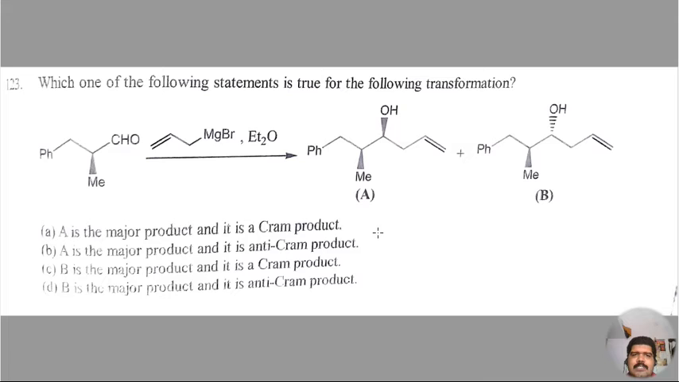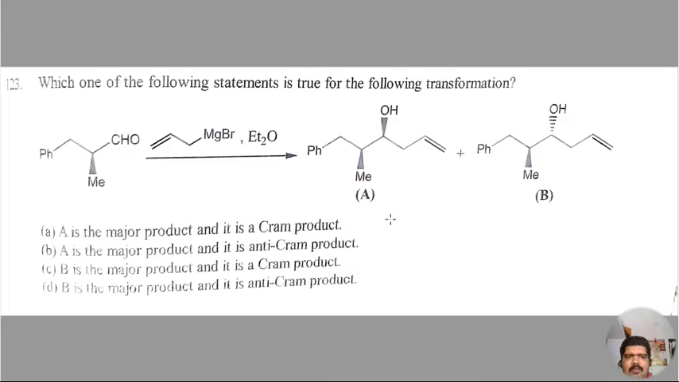Which one of the following statements is true for the following transformation? Looking at this transformation, we can say that it is a nucleophilic addition, because here you are given a Grignard reagent, and Grignard reagent will provide the carbon nucleophile which will attack this carbonyl group to get the alcohol, right? So these are your two products given here, and you need to select which is the right answer, because this right answer is based on which one is the major product and whether it is CRAM or anti-CRAM.